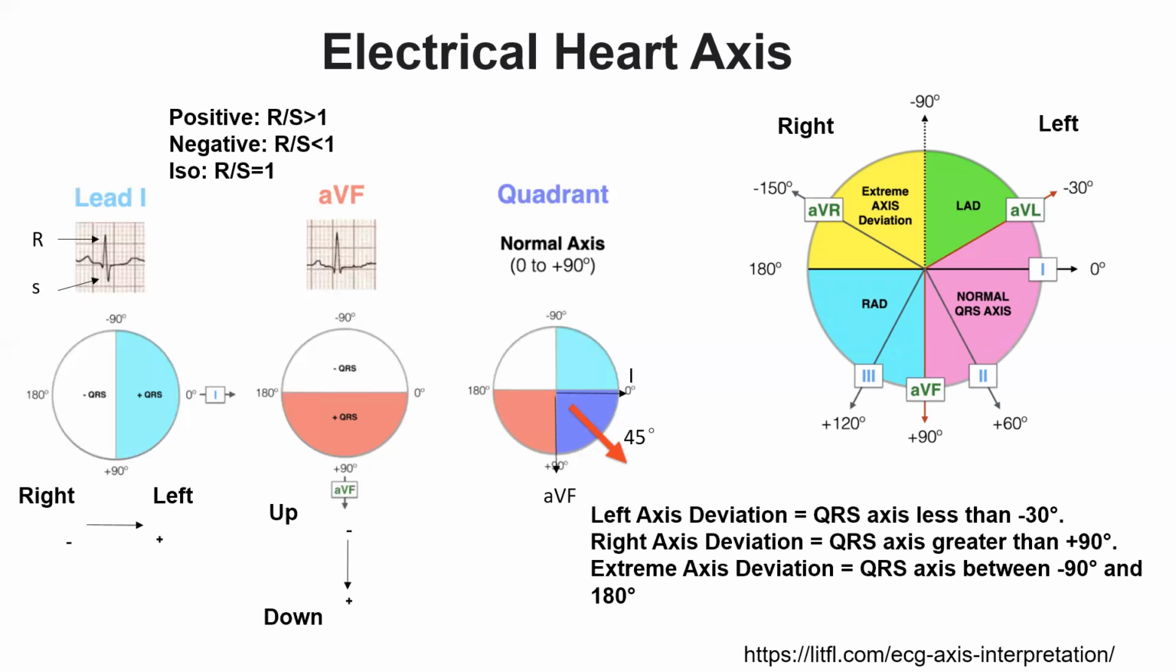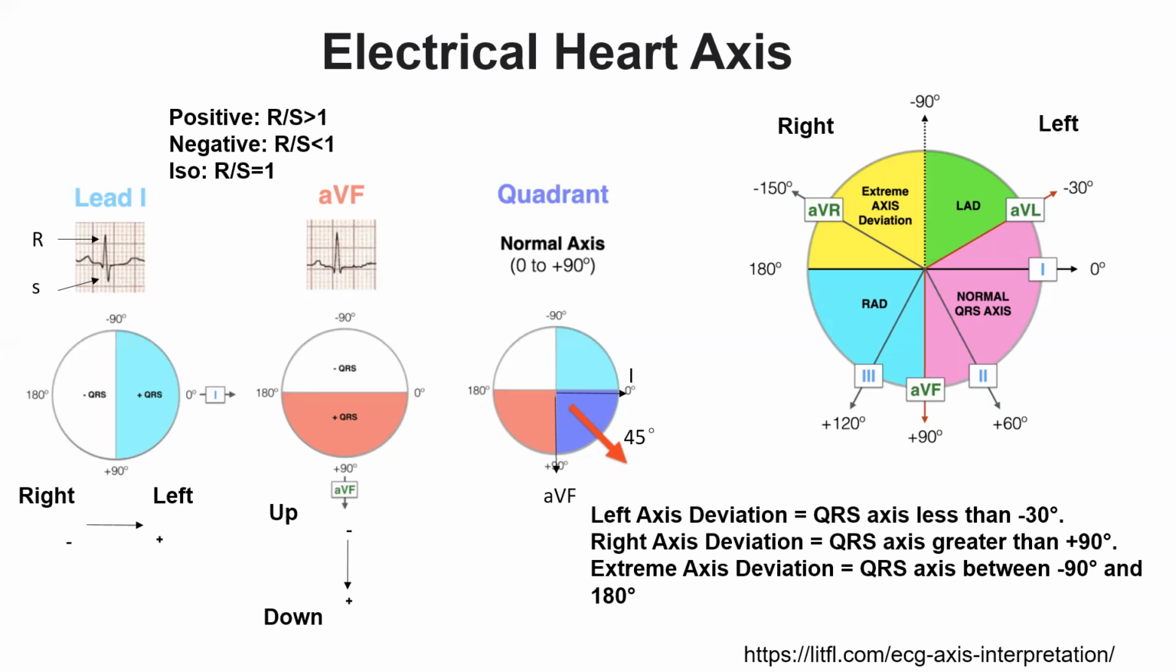Here I give you the whole picture of the EKG vector. We can see that the normal QRS axis is located from -30 to 90 degrees. The left axis deviation is from -30 to -90, and the right axis deviation is from positive 90 to 180, and the extreme axis is from -90 to 180.